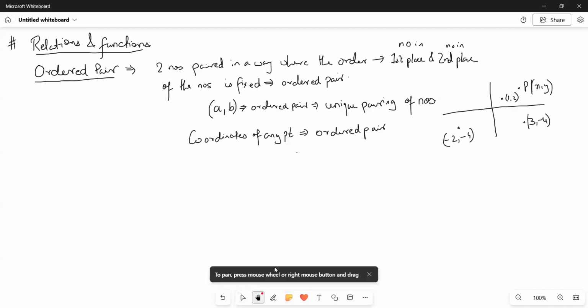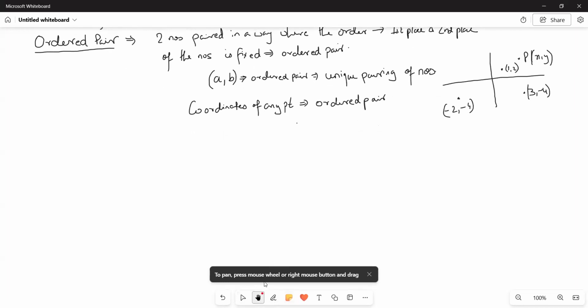So generally, what we refer to as an ordered pair, in the sense that relation and functions are very closely related to set theory, has a lot in common with sets. Suppose we have a set A and a set B. A has elements a, b, c. B has elements 1, 2, 3. And from the two sets, we want to create ordered pairs.